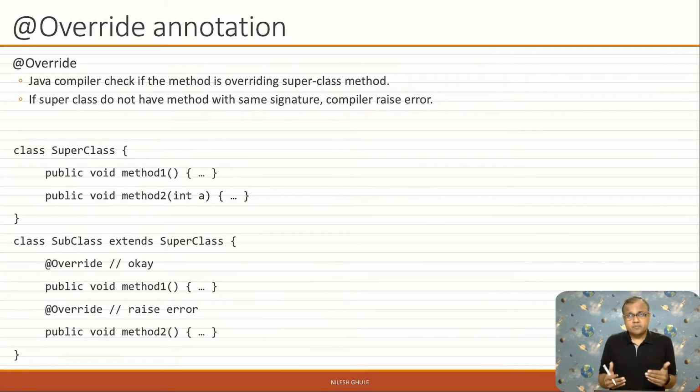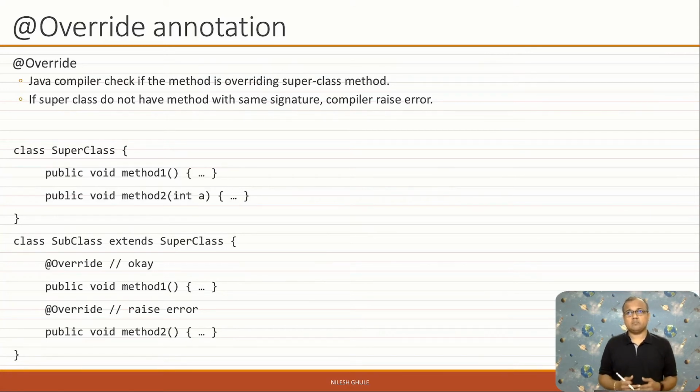But what if by mistake I change the name of the method in the subclass, or I miss some parameter? Does the Java compiler give any error? The answer is no. In fact, the Java compiler treats it as a new method, and finding such simple bugs can be a bit tricky at times.